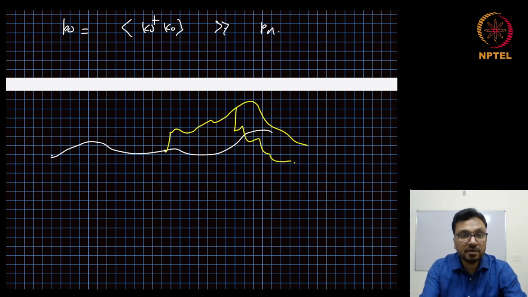And this can be a very powerful technique to find the evolution of a quantum system if the quantum system has a very large dimension.